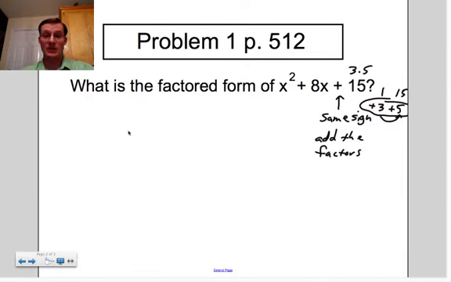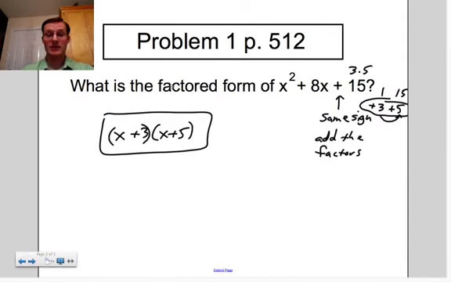So when the leading coefficient is 1, we can just say (x plus 3) times (x plus 5). What is a factored form? This is the factored form. What's nice about this chapter, when we're dealing with polynomials and trying to factor them, is we can double check to make sure that the answer is correct. Let's go ahead and FOIL this and make sure that we end up with this trinomial.